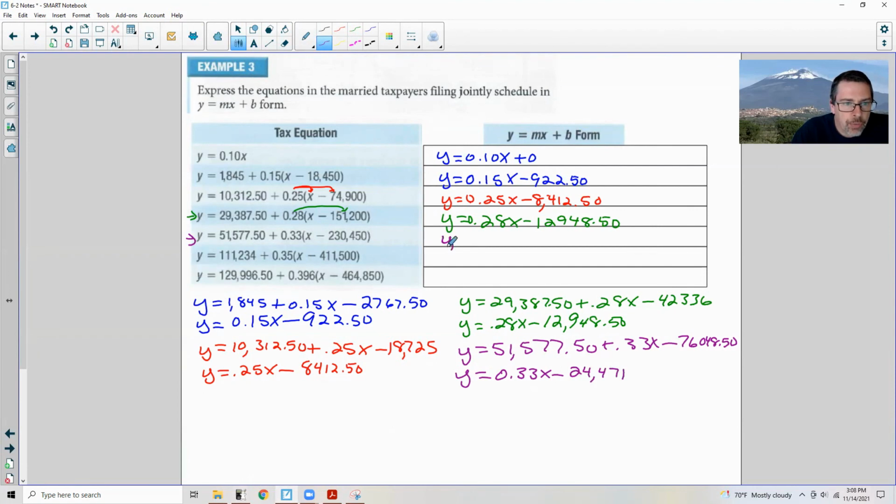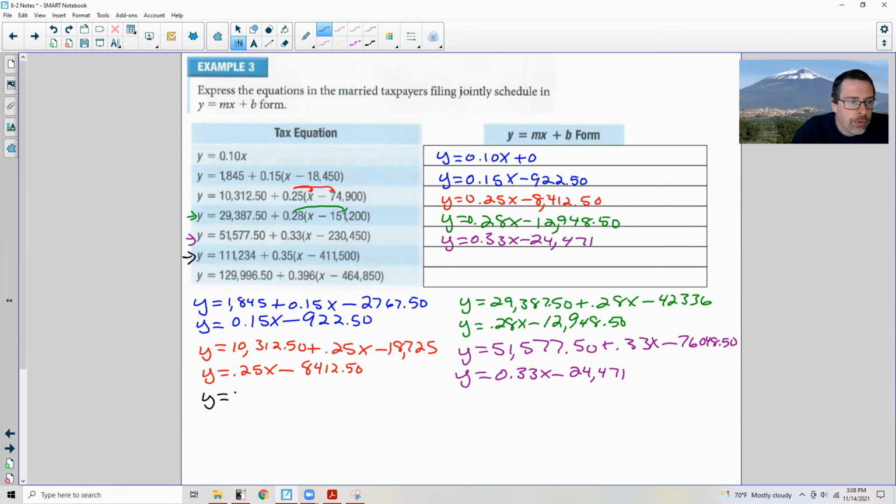So my answer is y equals 0.33x minus $24,471. Right. Next one I'll do in black.